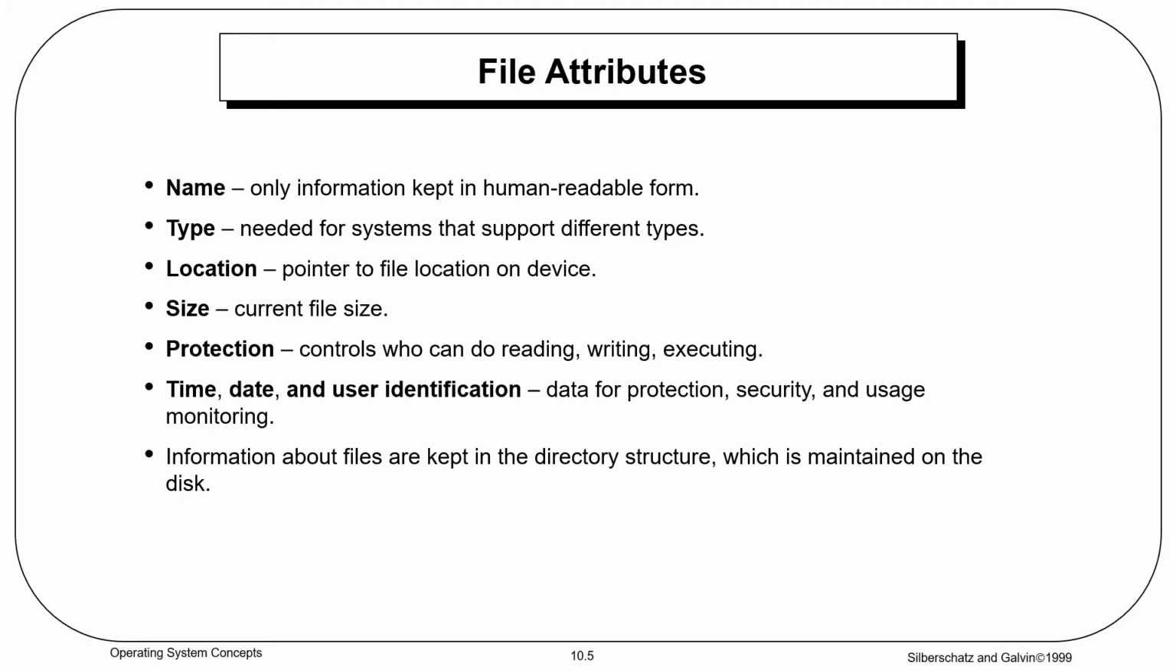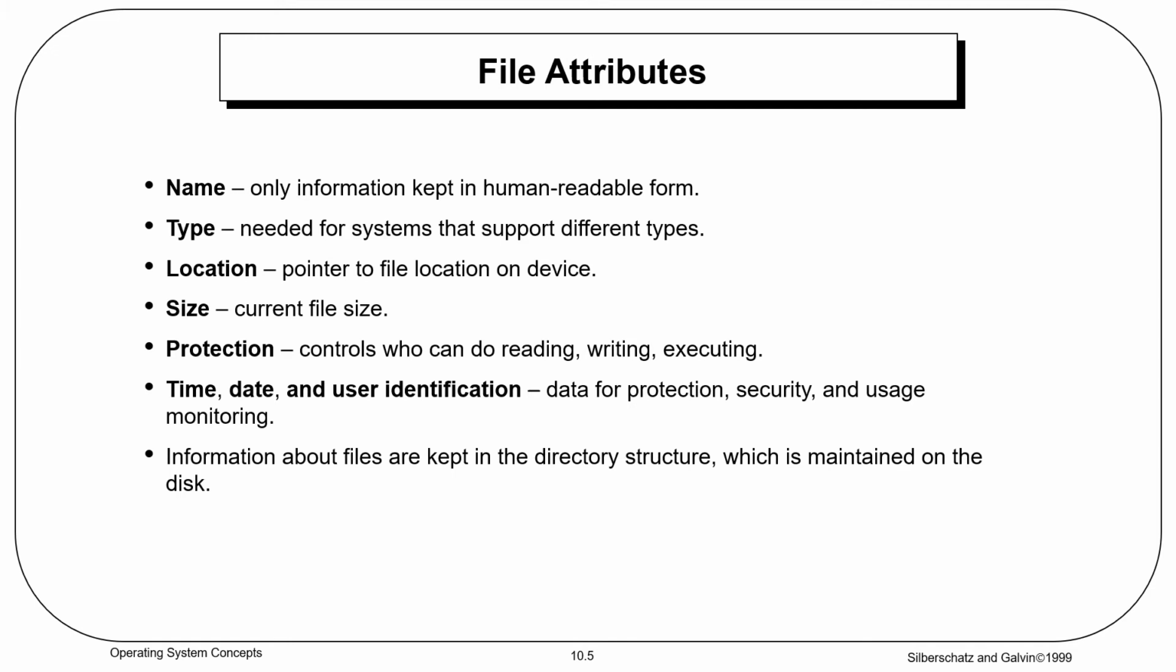The file's owner might write the file to a floppy disk, send it by email, or copy it over a network, and still it is called example.c at the destination system. File attributes vary from one operating system to another, but typically consist of the following. The first one is name. The symbolic file name is the only information kept in human readable form.